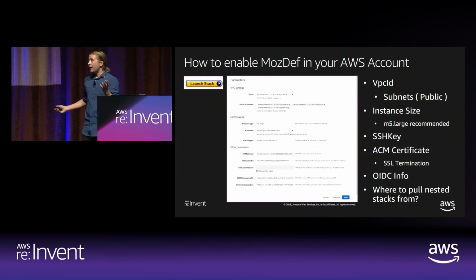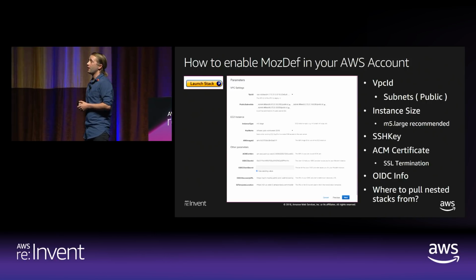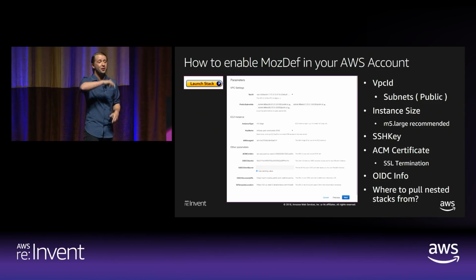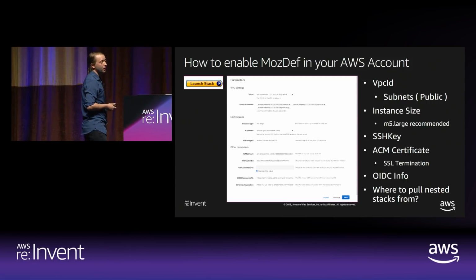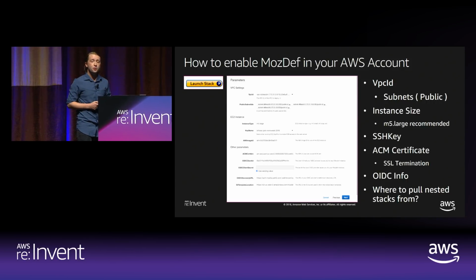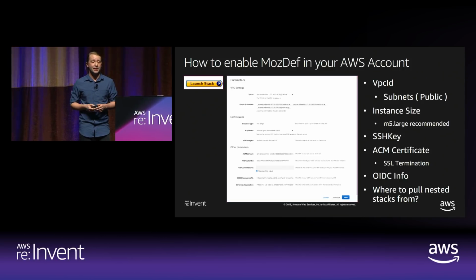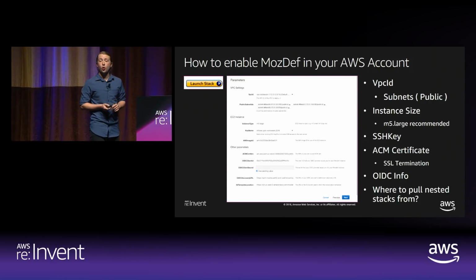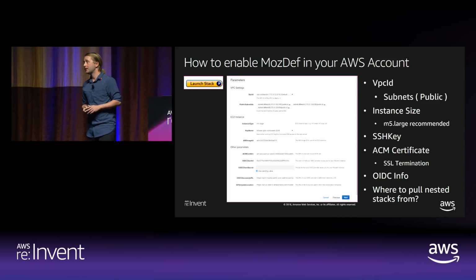And the way you enable MozDef in your AWS account is actually just to go to the Git repository. In the Read the Docs documentation, there's a one-click launch button for this that'll just spin it up in your standard CloudFormation console. From here, you only need to give it a few different parameters to use: VPC IDs, instance sizes, an ACM certificate to use for SSL termination, and some OpenID Connect info, which I'll tell you a little bit about next. And where to pull all of the nested stack sets from.